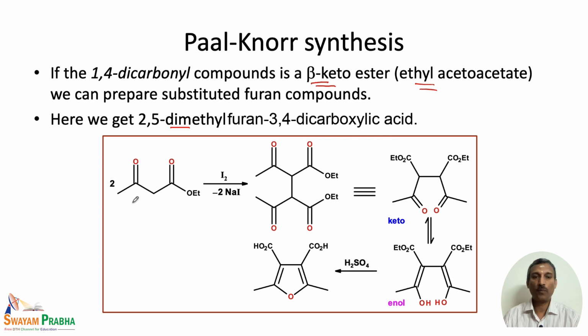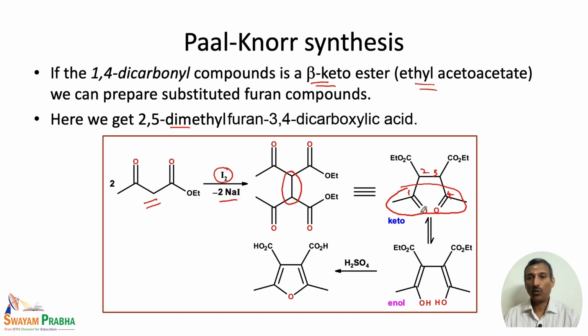So, this is the starting material, the dicarbonyl compound. When treated with iodine, it loses 2 molecules of sodium iodide, and a condensation takes place between the central carbon atoms. So, there is an intermolecular reaction that occurs between 2 ethyl acetoacetate units, and this can also be written as shown here. Now if you look, this is exactly the part we are discussing, the 1,4-dicarbonyl unit. This is carbon number 1, this is 2, this is 3 and this is 4. So this is nothing but the 1,4-dicarbonyl unit which is generally used in this synthesis.